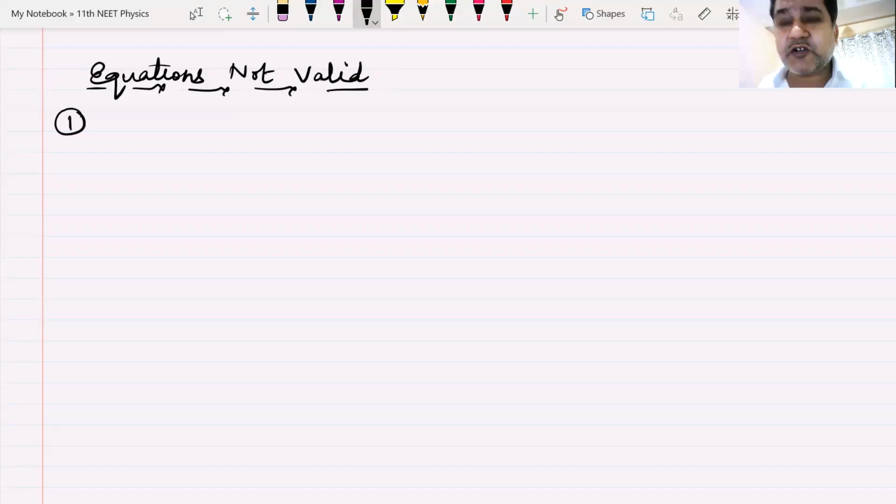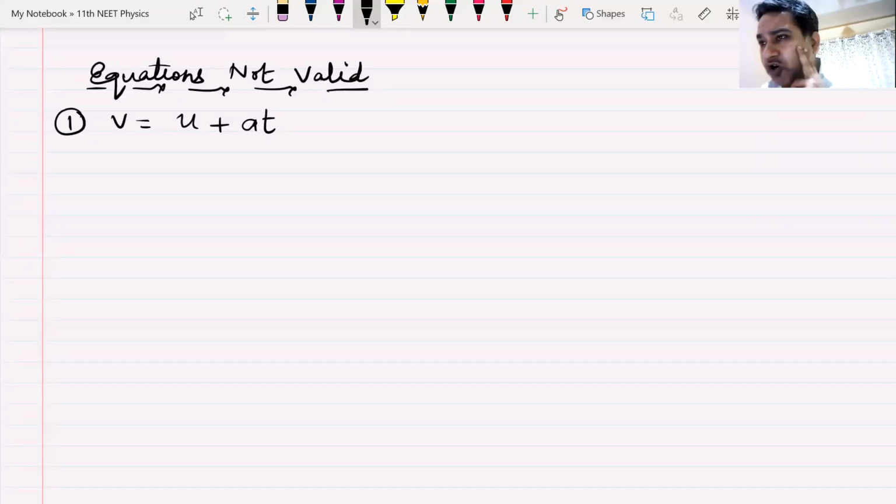Equation number one, which is not valid because the acceleration is variable now. What is equation number one? V is equal to u plus at. Very nice, Niharika. This is the first equation which has become irrelevant now, not valid, because it was only valid when the acceleration was constant. Do we have an understanding of this? This is not valid, sir.